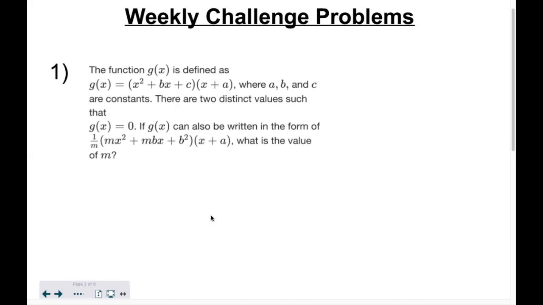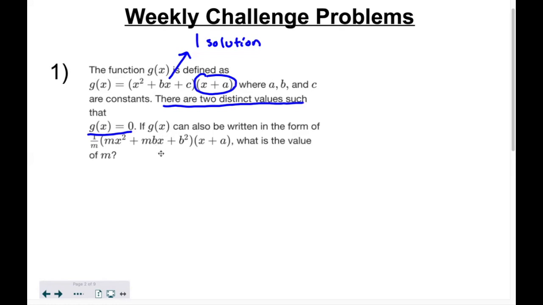So for number one, we've got some function here that's factored in one way, and then it also can be factored another way. And it wants us to find the value of n. Now it's telling us that there are two distinct values such that g of x is equal to 0. Well, this one is going to produce one of those values. It would just be at negative a, all right? So what that information is telling us is that this only has one solution, or 0, or root, or factor, however you want to look at that.